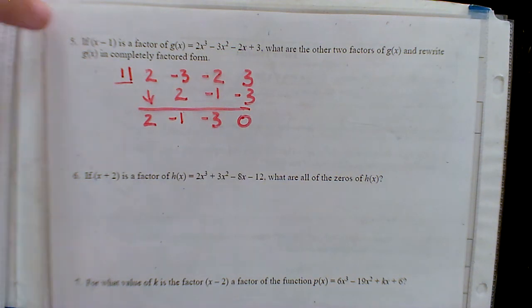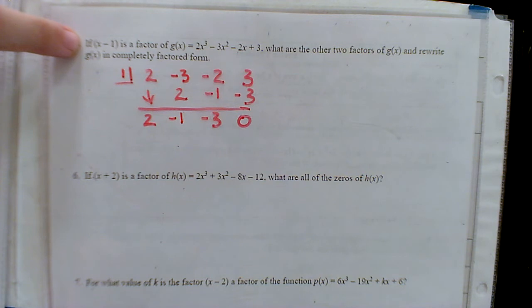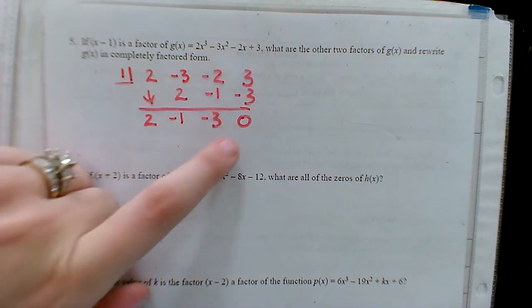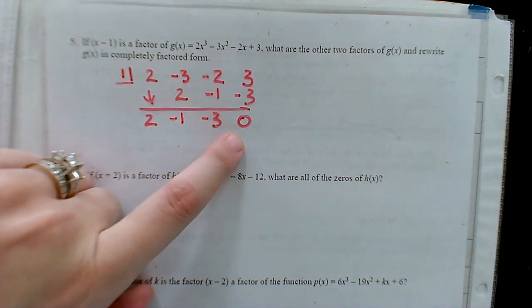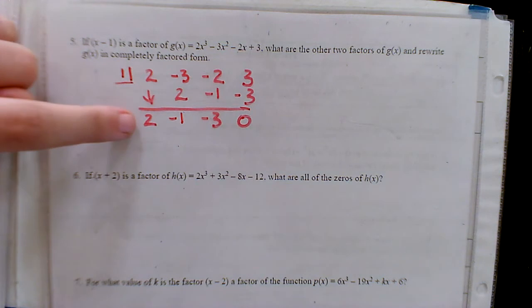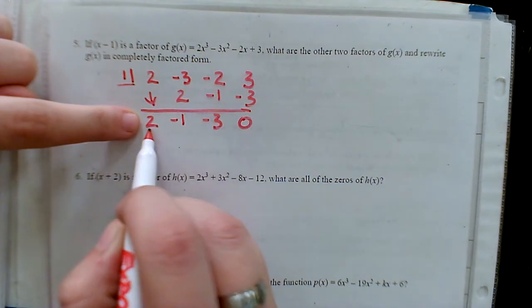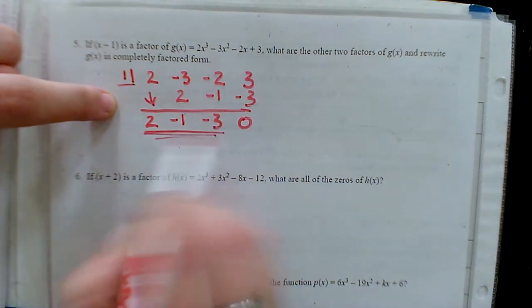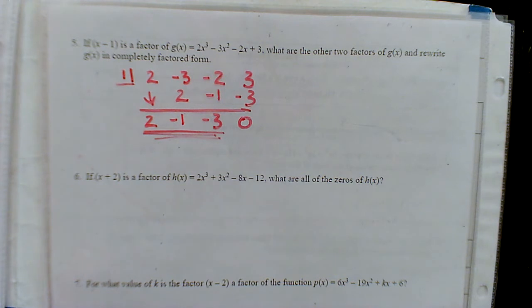Does that synthetic division confirm their statement? x minus 1 is a factor. See how it goes in evenly? We have that remainder of 0. So what we're going to do is take the quotient, which are the other numbers down below, and we have to put the x's back into them. That way we can factor it a little further.